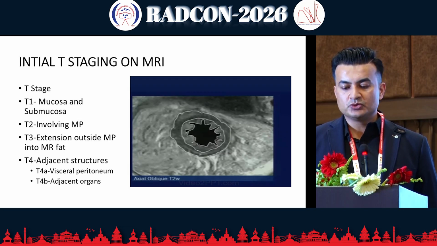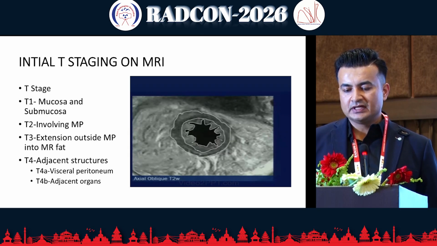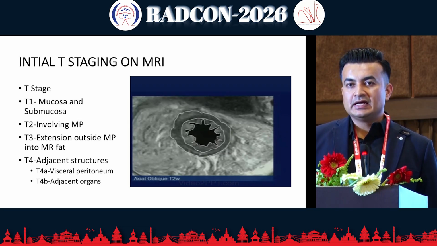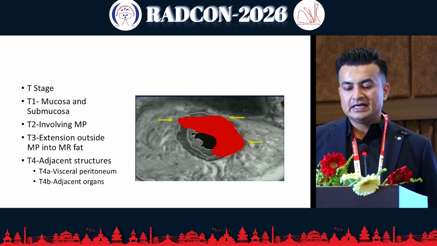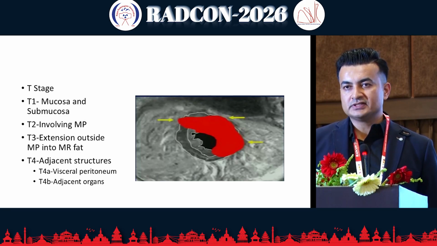T2 is the tumor limited by muscularis propria, as we can see here. T3 is the extension of the lesion outside the muscularis propria. T4, A and B, it's into the adjacent structures, whether it's the visceral peritoneum or adjacent structures. In T1 and T2, we do not need neoadjuvant chemo RT. We straight away go for upfront surgery. In T3 and T4, the role of CTRT, or chemotherapy, radiotherapy, and its subsequent evaluation is done.